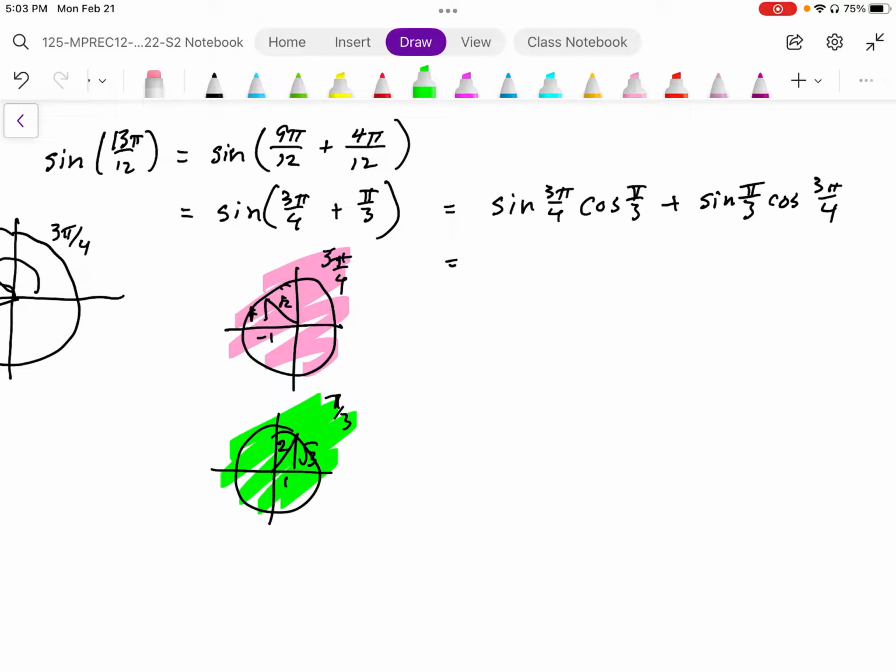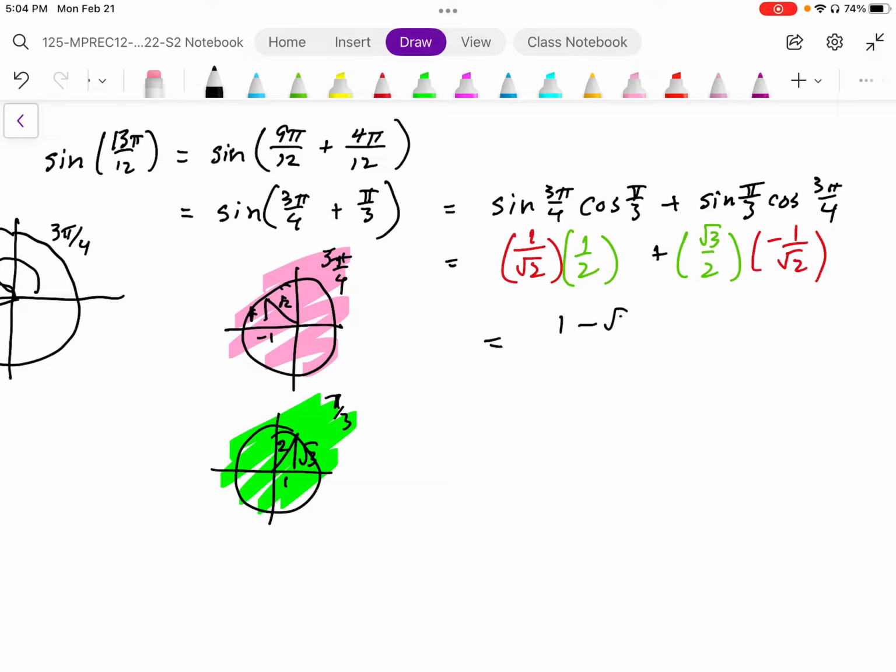So I'm going to go sine of 3 pi over 4. Sine of 3 pi over 4 is 1 over root 2. Cosine of pi over 3 is going to be 1 over 2, plus sine of pi over 3. That's going to be the vertical, so root 3 over 2. Cosine of 3 pi over 4, so I'm going to look at the pink picture there, so it's going to be negative 1 over root 2. So there it is. I can now put that together. I end up with 1 minus root 3 over 2 root 2.